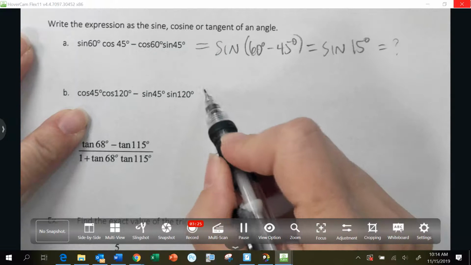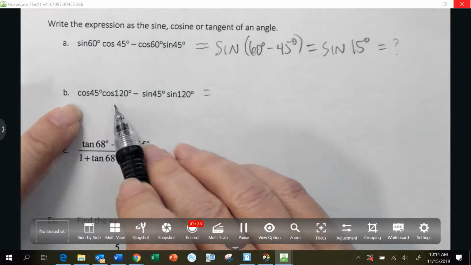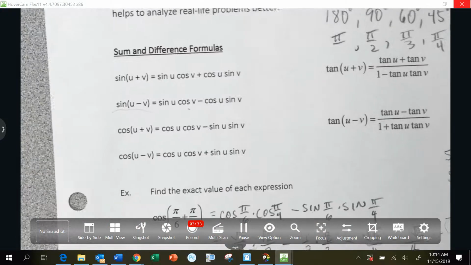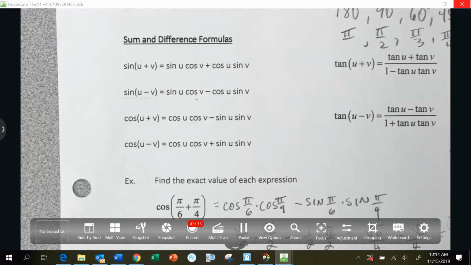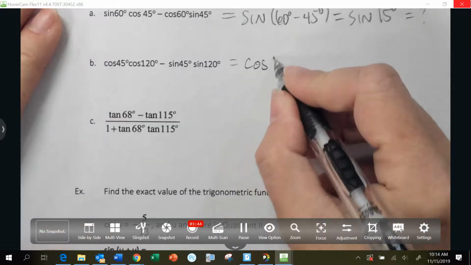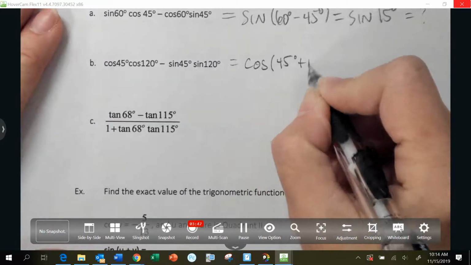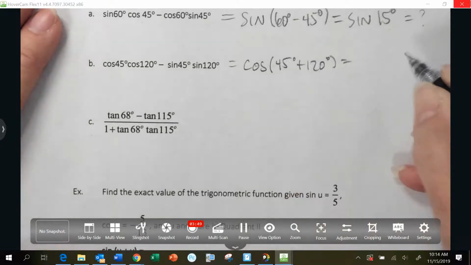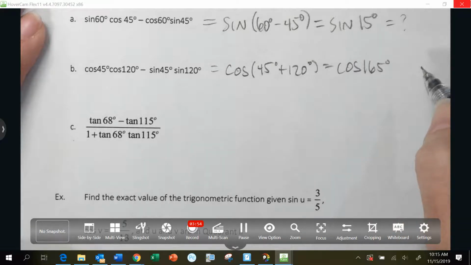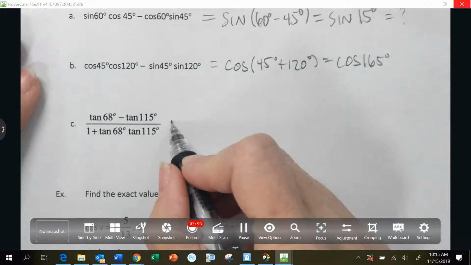Okay, next one. I noticed that it's cosine, cosine, and subtraction, and then sine, sine. So which one's cosine, cosine, and subtraction? It's the cosine that has addition, the sum cosine. So I'm going to do cosine of 45 plus 120, which is cosine 165. And then in the homework, you actually find the answer for that, but we're not going to do that right now.